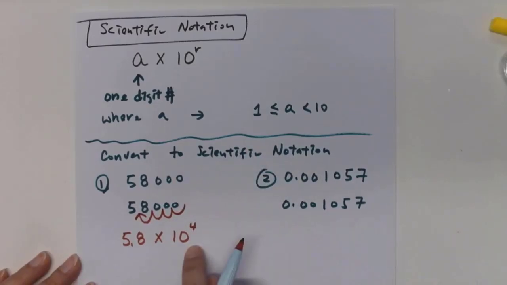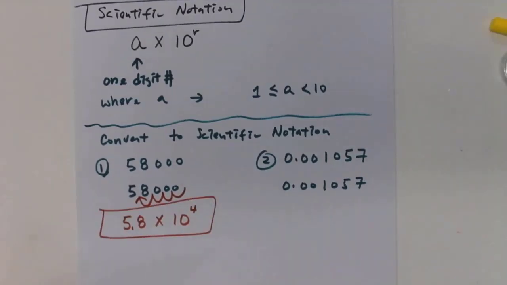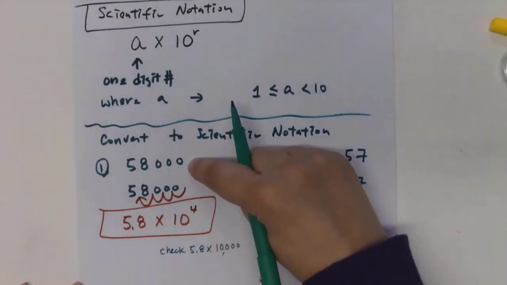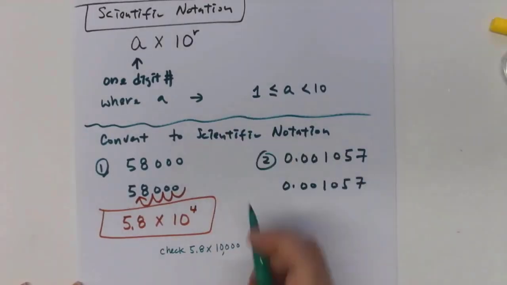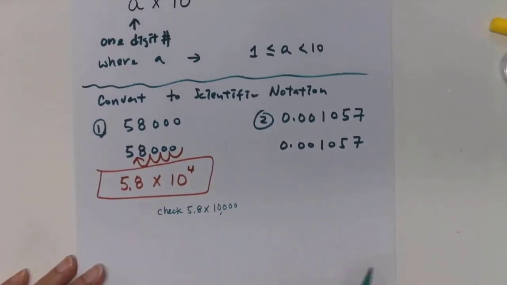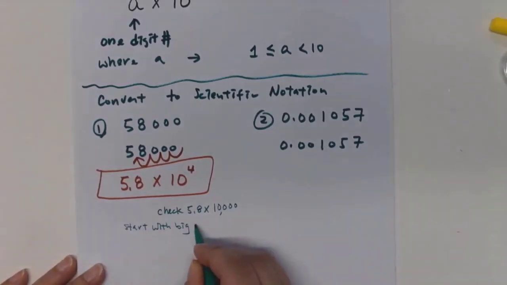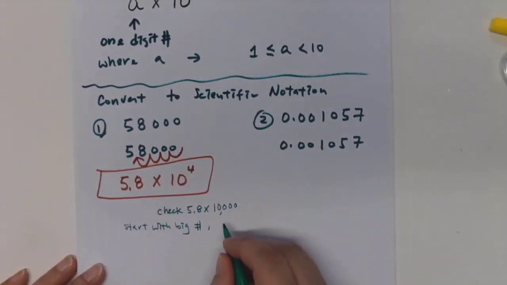What is 10 to the 4th? You should know what 10 to the 4th is. It means you have 4 zeros: 1, 2, 3, 4. This is 10,000. If you use 5.8 times 10,000, it should get back to the original question, so you should be able to check it. But in general, if you started with a big number, meaning bigger than 1, then your exponent should be positive.